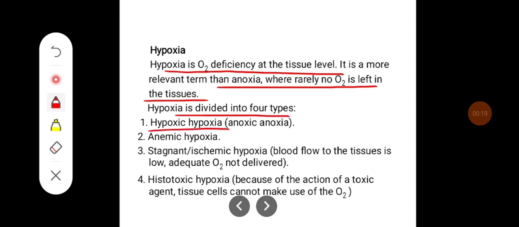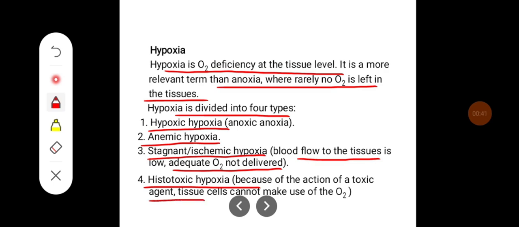Hypoxic hypoxia, also called anoxic anoxia; anemic hypoxia; stagnant or ischemic hypoxia, where there is a decreased blood flow to the tissues and adequate oxygen is not delivered. And the fourth one is histotoxic hypoxia, which occurs because of the action of a toxic agent, and tissue cells cannot make use of oxygen here.